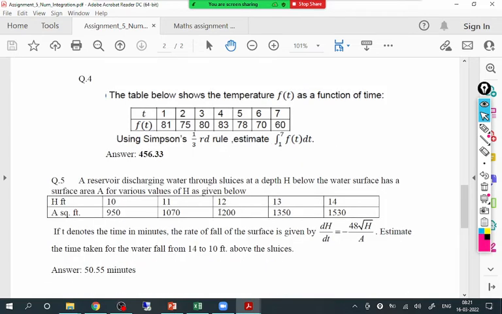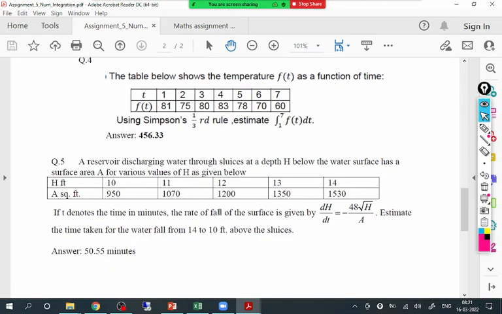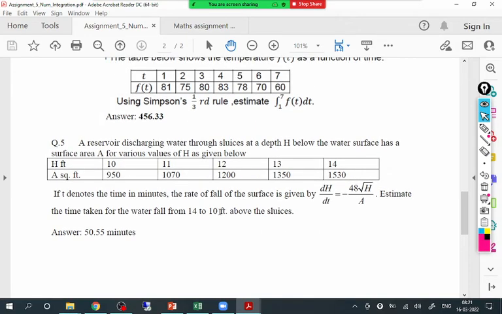So that's about the fourth question. If anyone has a doubt in the fourth, yes, you can ask. No doubt.